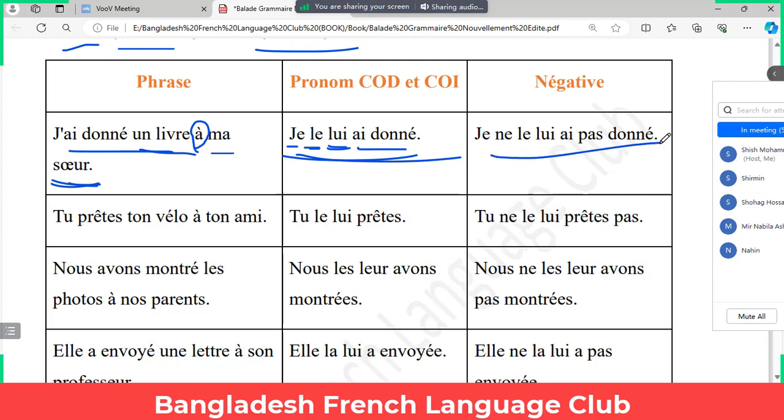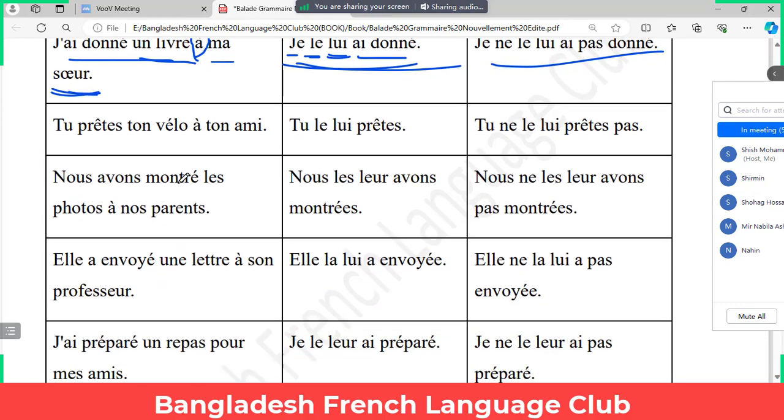And this one: je ne le lui ai pas donné. It means I didn't give it to her. Okay, next one.